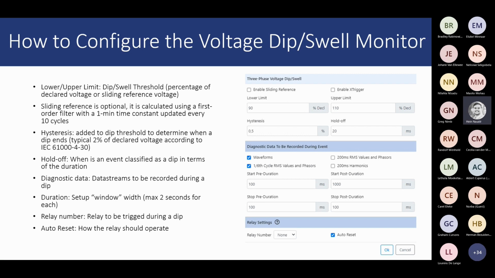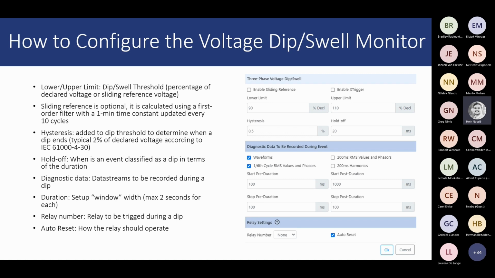Now, for the setup of the 3-phase voltage dip and swell that we're discussing today, there are a few important things that you need to understand to correctly set it up. Firstly is the lower limit and the upper limit. This value is normally a percentage of the declared voltage that is used as your reference voltage. But you can also use a sliding reference voltage by enabling that tick box there. But that's not from the standards. It's optional. It's not required to use a sliding reference. A sliding reference is calculated using a first order filter with a 1 minute time constant updated every 10 cycles. So it doesn't just use your declared voltage as your reference, it updates using a calculation to what your reference actually is. As I said earlier, that's optional.